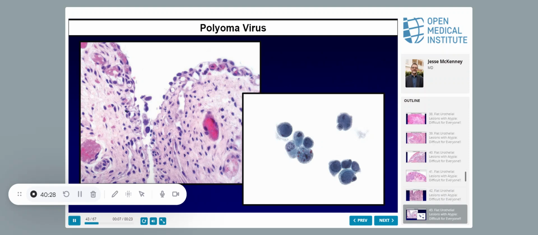We don't really see polyoma virus much on biopsy. It's more of a cytology thing. I just included it here, but if you're doing urine cytology, you have to be able to recognize polyoma virus and distinguish that from CIS. But I don't do cytology, so I don't have a lot to say about that.